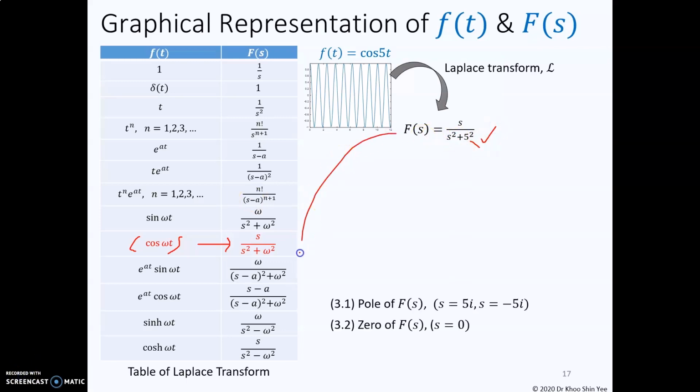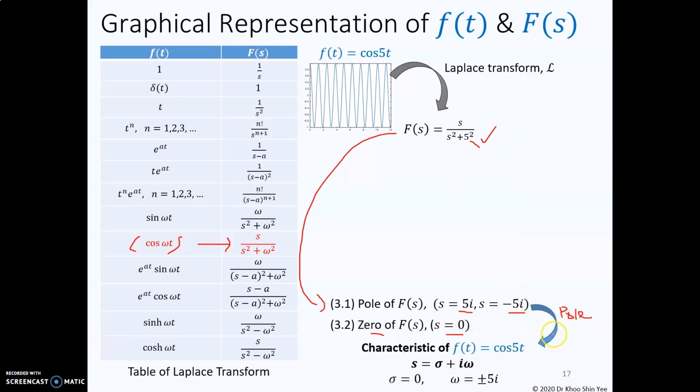So you can easily find the pole. What makes it 0 at the bottom? x squared plus 5 squared equal to 0. You can compute your x to be 5i and negative 5i. And to get the zero, what makes 0 at the top? When your x equals 0, you will get 0 at the top. So this is your zero.